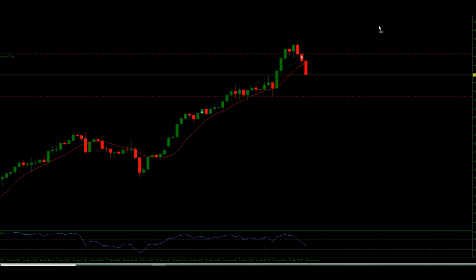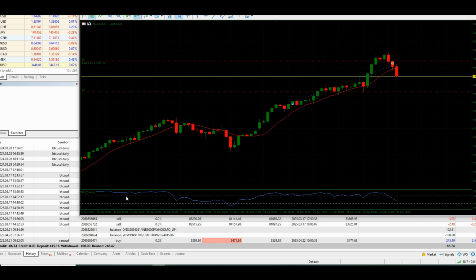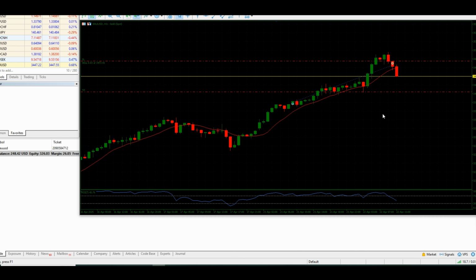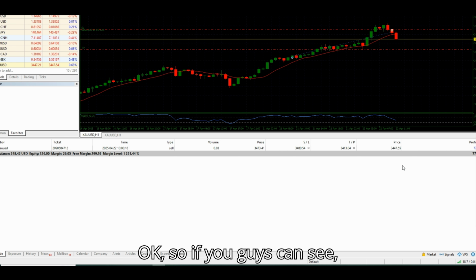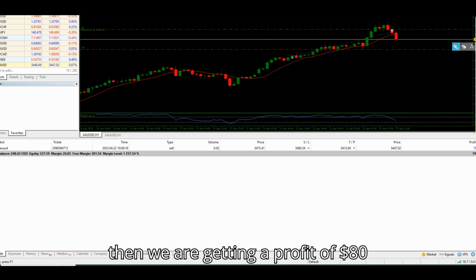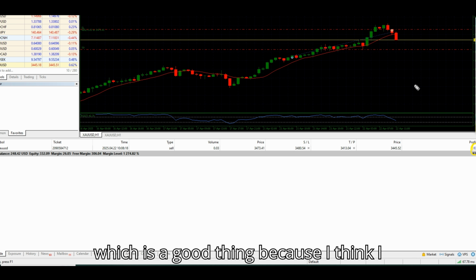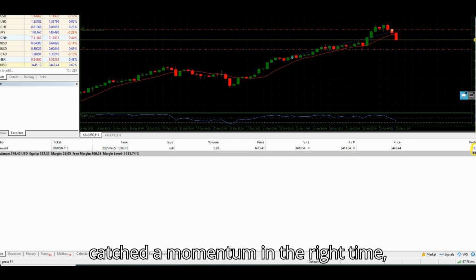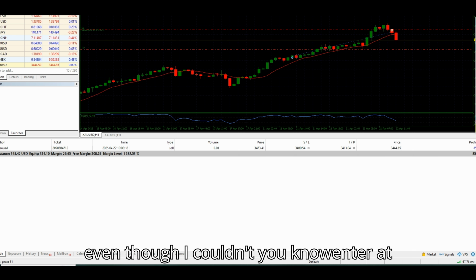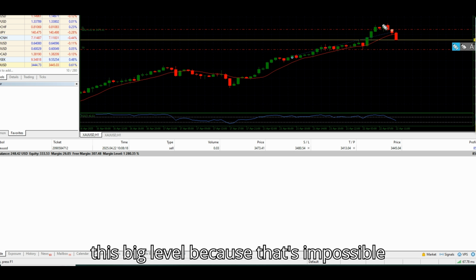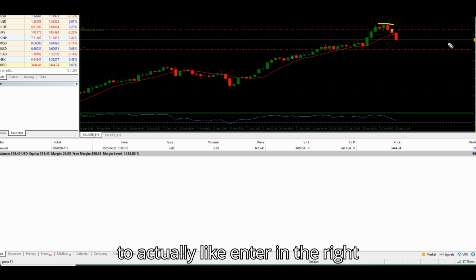So far we are getting a profit. If you guys can see, we are getting a profit of $80 right now, which is a good thing, because I think I caught the momentum at the right time, even though I couldn't enter at this big level, because that's impossible, to enter at exactly the right moment.